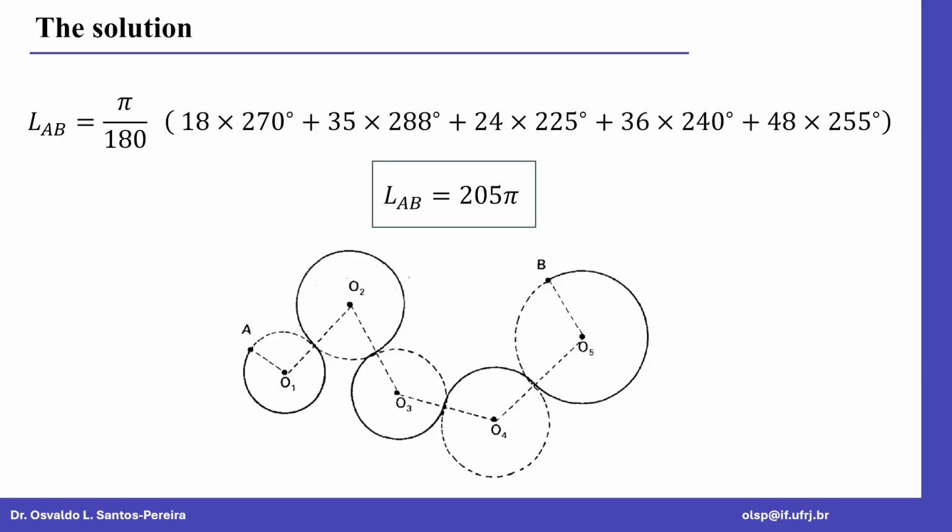Since the angles are measured in degrees, we multiply the entire expression by pi divided by 180 in order to convert the result into radian form and obtain the correct arc lengths. After simplifying the expression, we arrive at the final result. The total length of the curve connecting points A and B is equal to 205 pi centimeters.